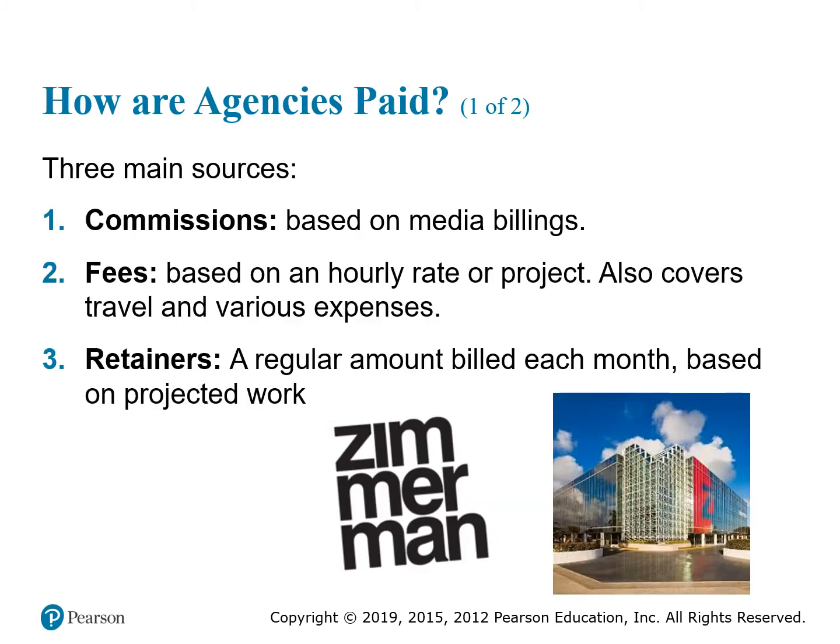There are 3 main sources. This is how an ad agency gets paid. They either get commission based on media billings, or they get paid an hourly fee, or they get a retainer, which they get paid on a monthly basis based on their project work. So if something comes up, they have someone on retainer. They don't have to go out and find someone.